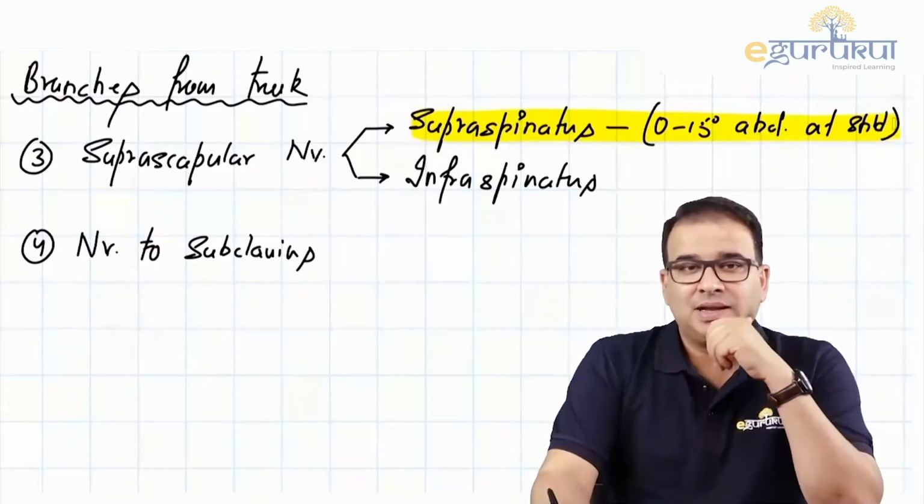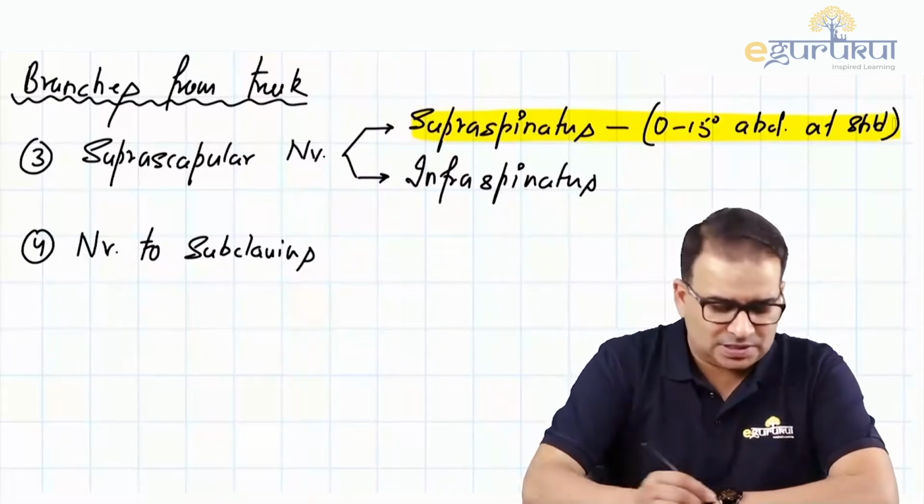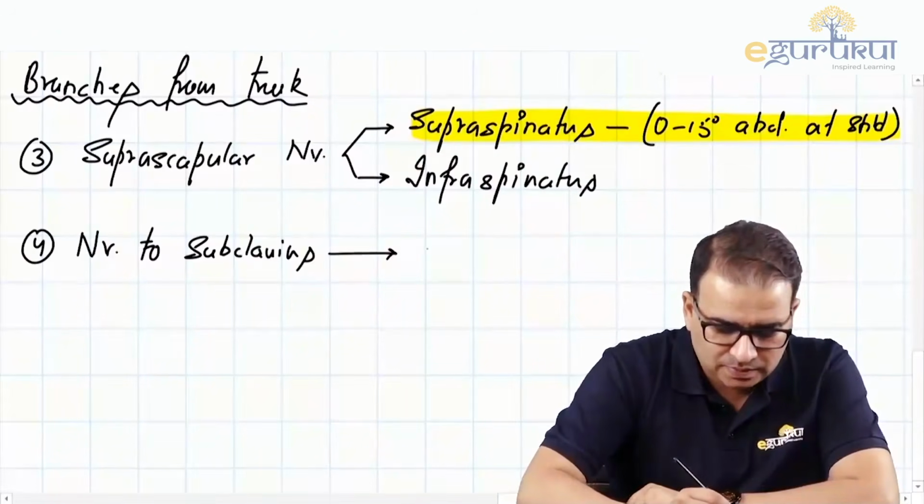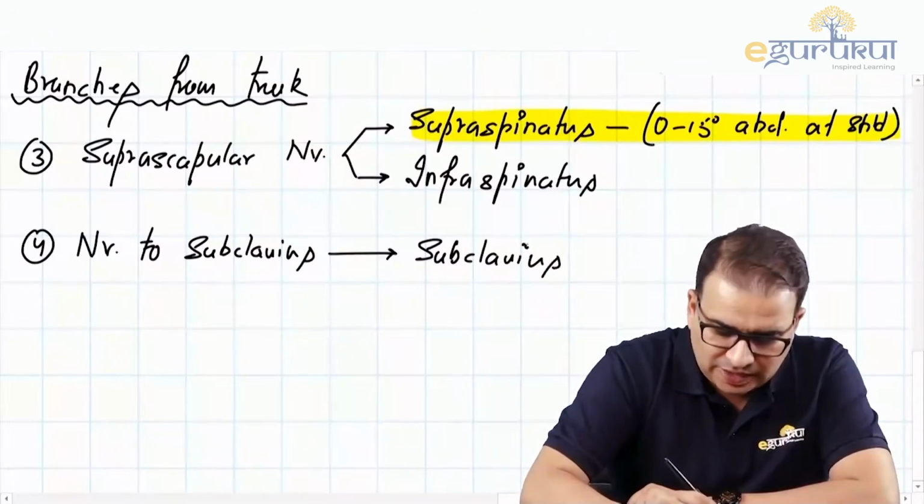The second nerve here in the line is the nerve to subclavius. As the name suggests, the nerve to subclavius is going to supply the subclavius muscle. That is nothing, no big deal. It is going to supply the subclavius muscle, fine.